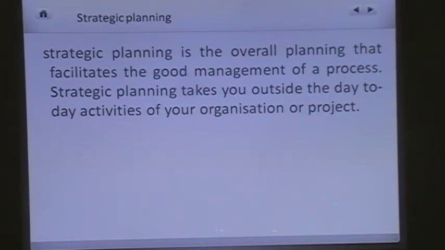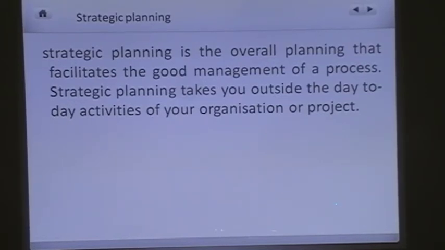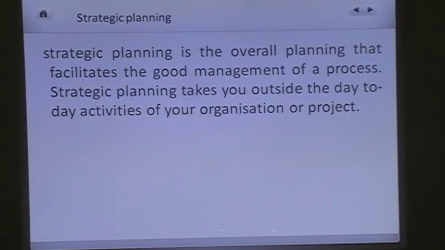Let's look at planning. Strategic thinking leads to strategic planning. Strategic planning is an overall process of planning that facilitates good management of a process. Assume a simple layman's example: I intend to go from location A to location B. If I've never been to location B, I will do some strategic planning. That means I will at least look at the postcode of that location. I will look at Google Maps and see the place and the route I will need to take. So in a simple way, strategic planning is the overall process of planning which helps you plan this particular journey.